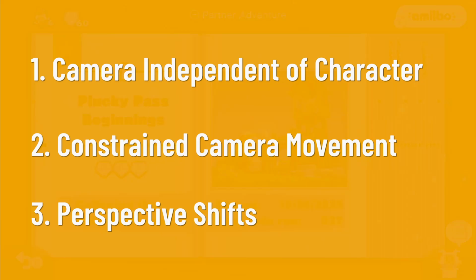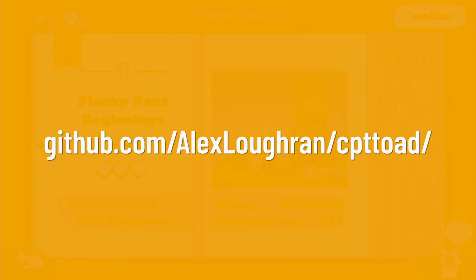First, though, these are the three components that I think really define the camera system in Captain Toad's. So I've broken down the explanation of my system according to these three components. Before we get into all the details, I do want to mention that this entire project was coded in C++, and all of that code is on my GitHub, so if you just want to go and take a look at that, please go ahead.